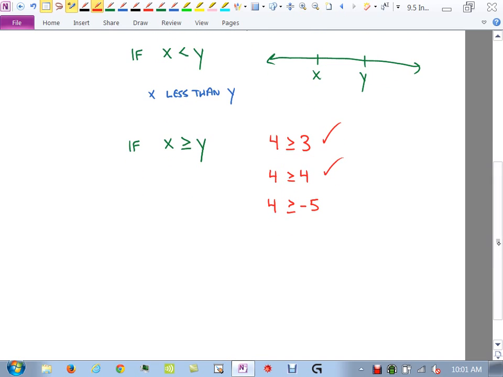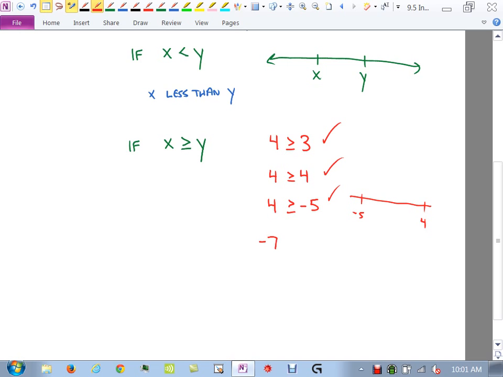Yes, because on a number line, where's -5? Over here? Where's 4? Somewhere over here? 4 is actually to the right of -5. So that's true also. We have to just be a little careful with negative numbers. Where are they positioned?